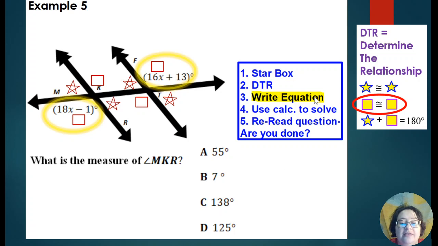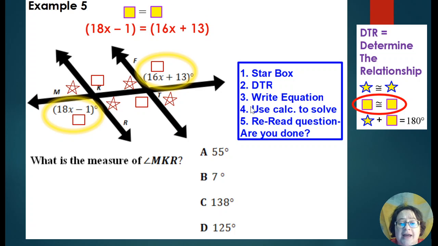Next, I'm going to write out the equation. So the equation, we're using box equals box. So I replace the value of one box with 18x minus 1 in parentheses, and the other box with 16x plus 13 in parentheses.